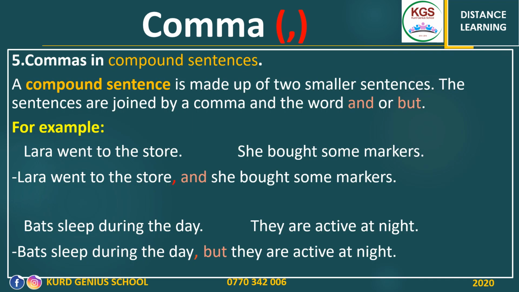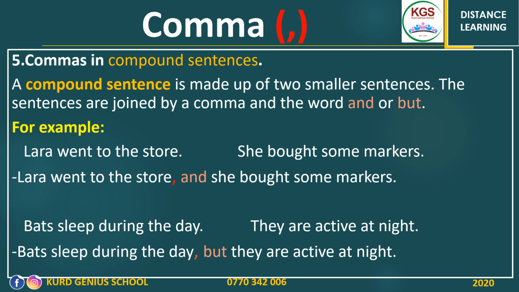Number 5, commas in compound sentences. A compound sentence is made up of 2 smaller sentences. The sentences are joined by a comma and the word and or but. And is used when the sentences are similar. It shows addition. But the word but is used to join sentences that express opposite ideas.